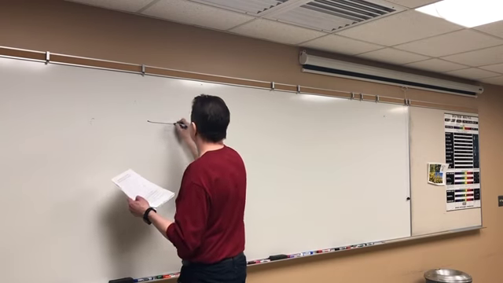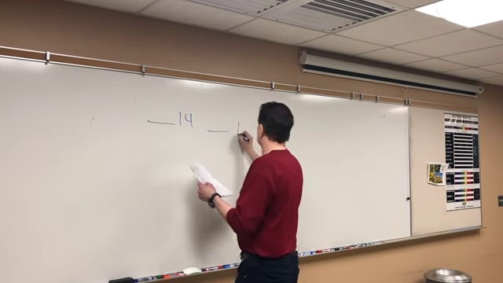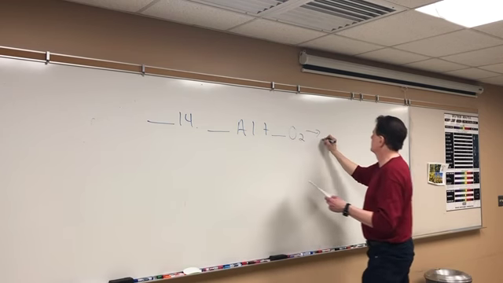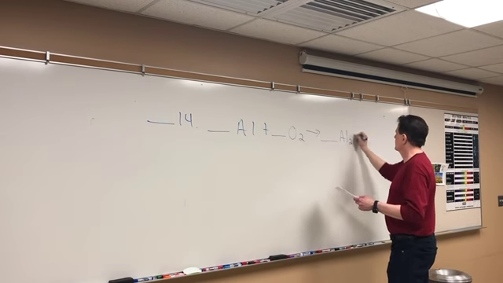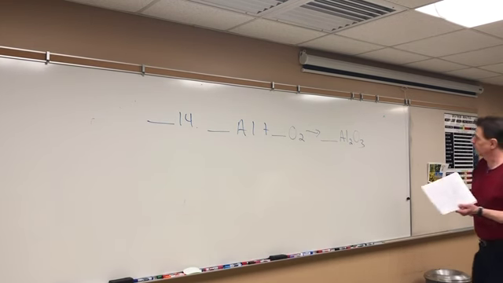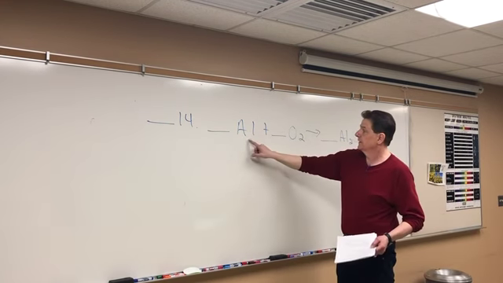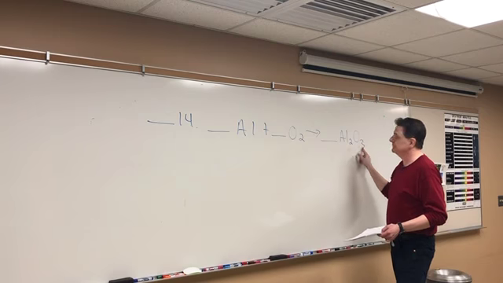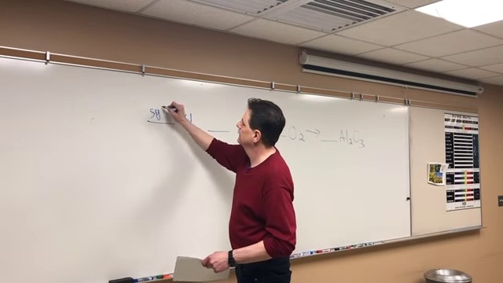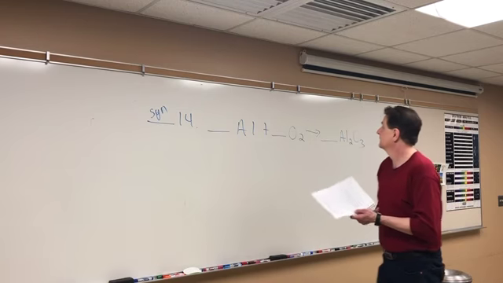Number 14. Al plus O2 makes Al2O3. Type it first. A plus B makes AB. It's number 1 on our PowerPoint, which was synthesis.